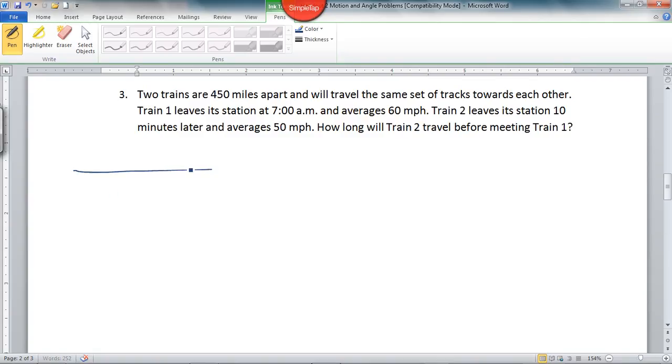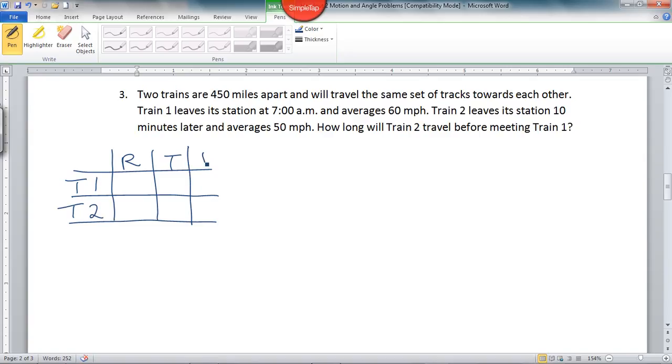All right, so let's set up our RTD table. Train 1 and Train 2. Need the rate and the time and the distance for Train 1 and Train 2. All these pretty well follow that same model.